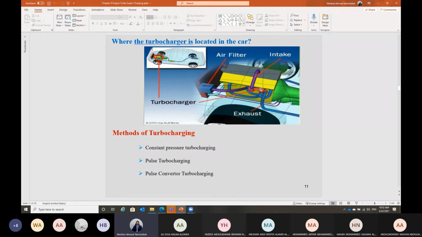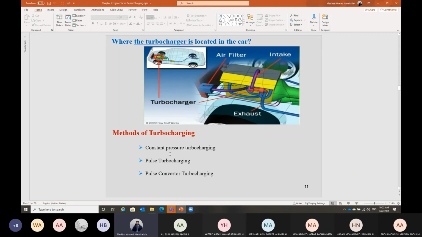So usually if we have a turbocharged engine, the turbo will be attached very close to the engine in order to take the exhaust gases here at higher temperature. Then it can drive the turbine to drive the compressor. Okay, we have different designs for the turbocharger.